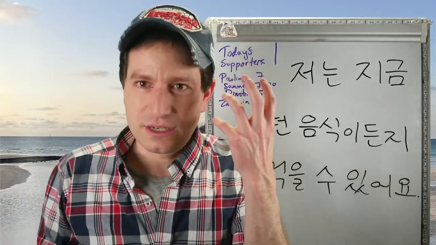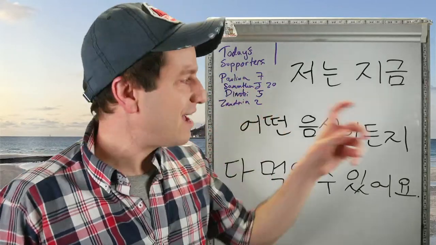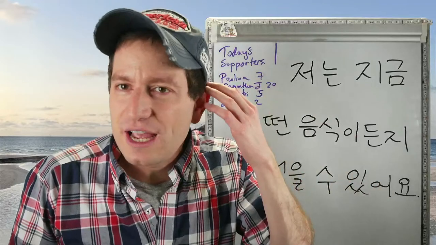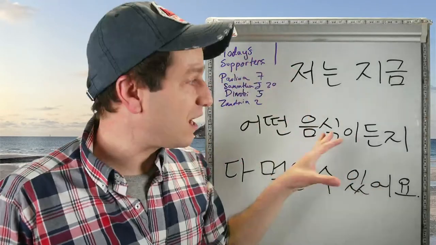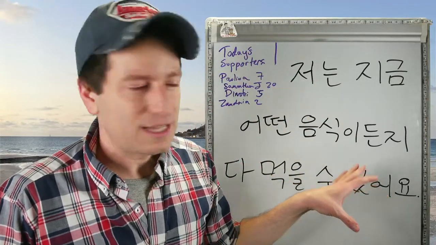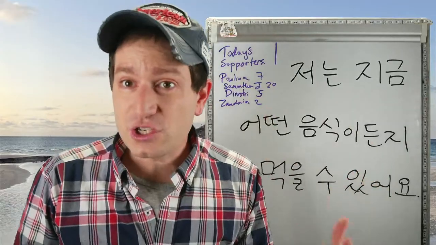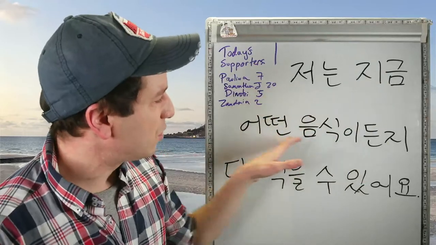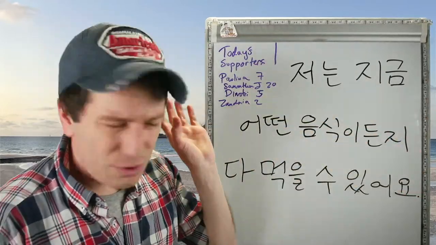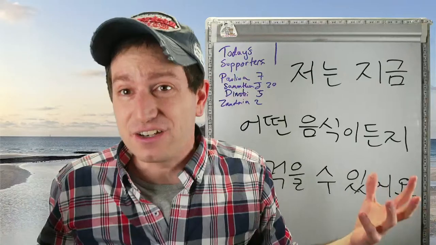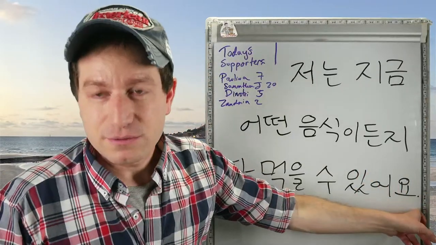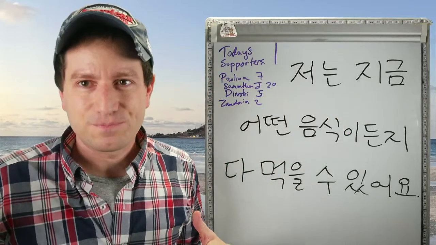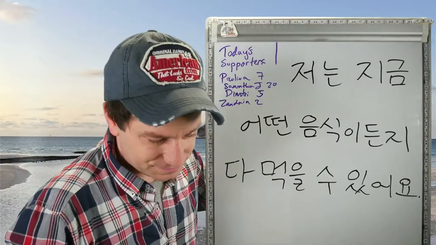If it helps you understand this form better, every single time you see 든지, just insert 상관없어요 in your head. It doesn't matter. Even though it's not going to be the end of the sentence every time, it's okay to insert it because even if we translate it like that, we still get the right answer. 저는 지금 어떤 음식이든지. So for me right now, no matter whatever kind of food it is, it doesn't matter. I can eat all of it, right? It still fits. You can still do that if that helps you to translate it. Okay.